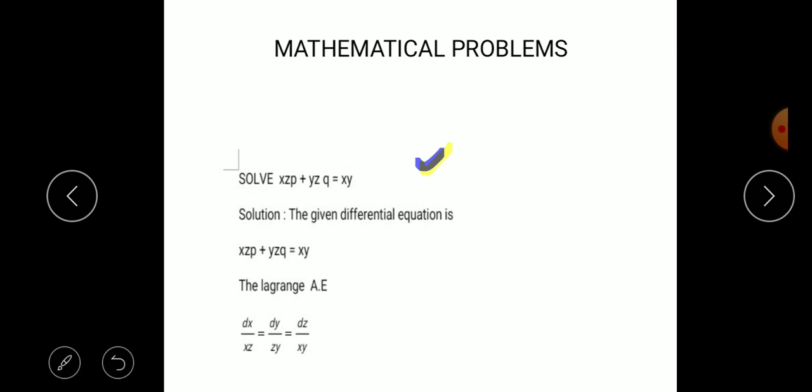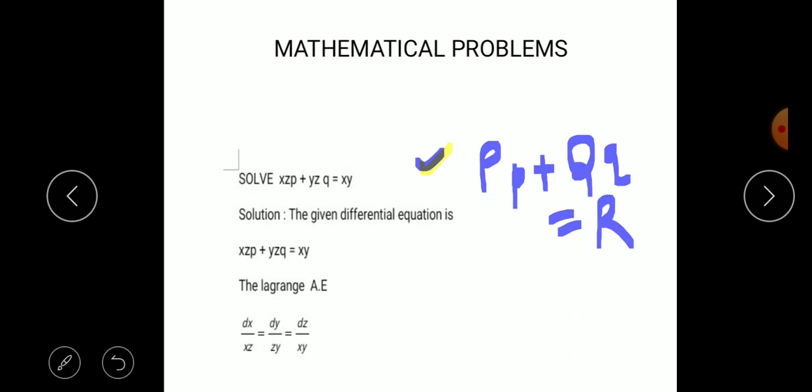Pp plus Qq is equal to R. Okay. So if the equation is given in the form of Pp plus Qq equal to R, then clearly this equation is in linear form.